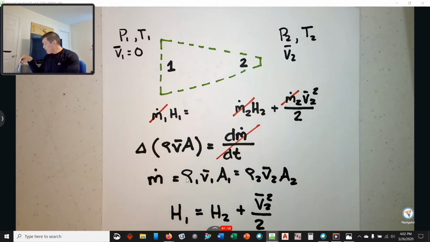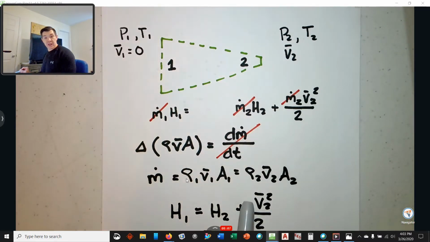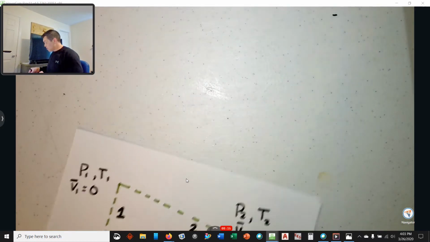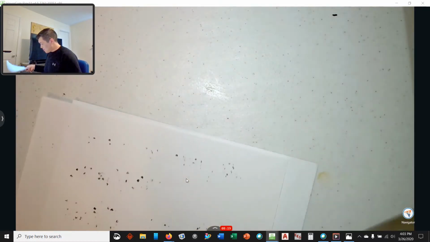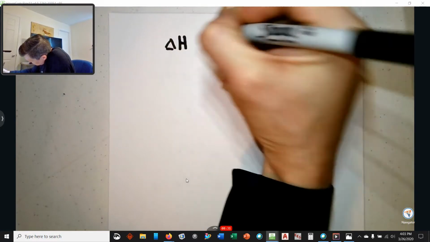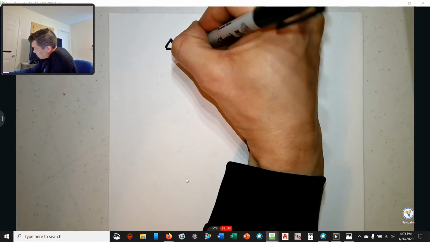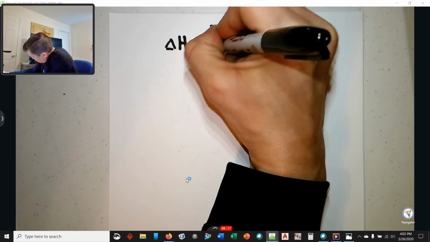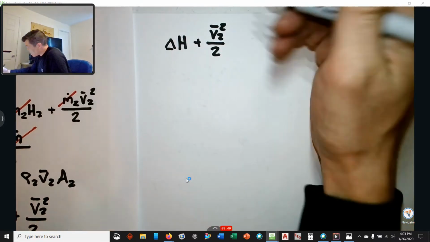All right, so we have that h1 equals h2 plus v squared over 2. If we move h1 over to this side of the equation, then we can have h2 minus h1 as delta h plus v squared over 2 equals 0. So let's do that. We just said that this would be delta h plus v2 squared over 2 equals 0.